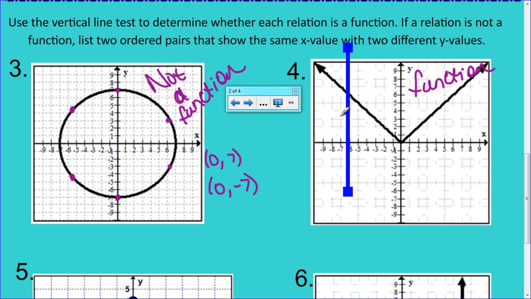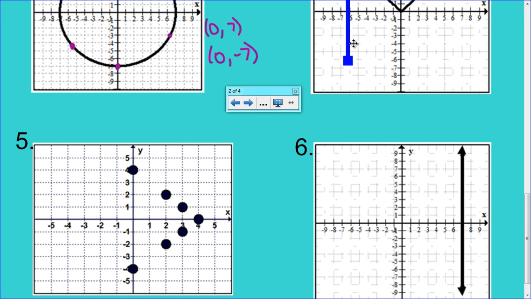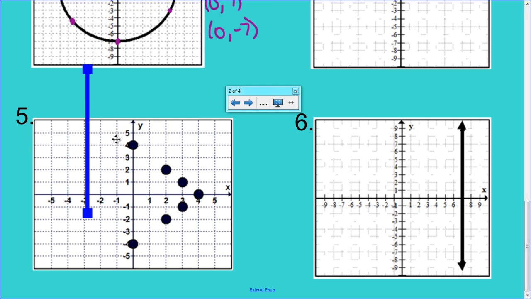And since it's a function, I don't have to go do the special thing where I write two of the ordered pairs. It passed the vertical line test. So let's take our vertical line and go down here to number 5. You see number 5 is not connected points. This is actually a little bit easier. I'm just going to see if any of these points line up vertically on my line here. So I'm going to lay it down. Oh, look. Those 2 points are both on my vertical line. Automatically not a function. But so do these 2 points and these 2 points.